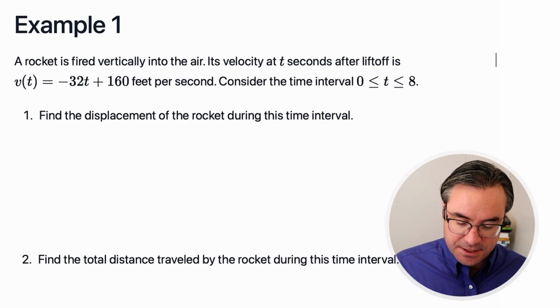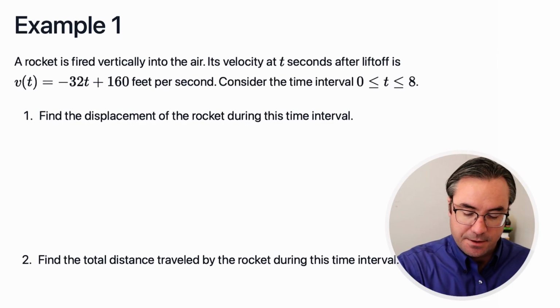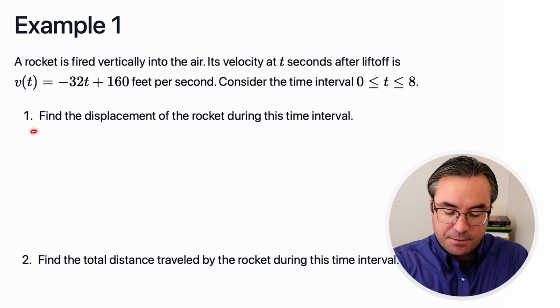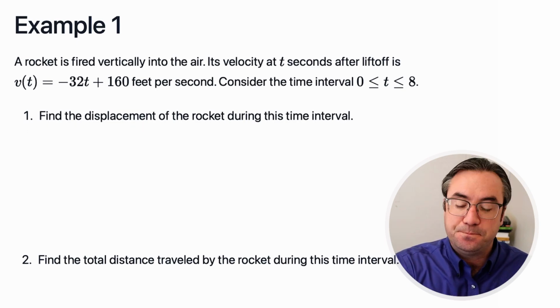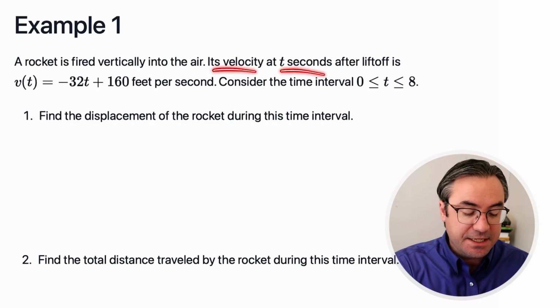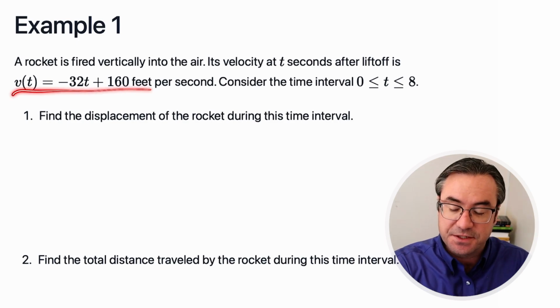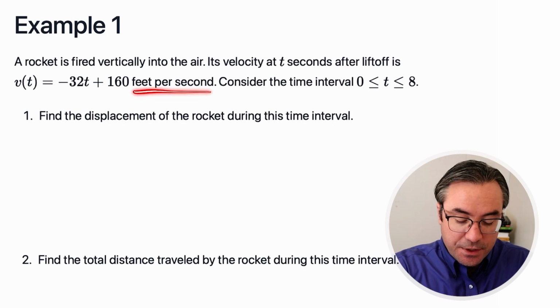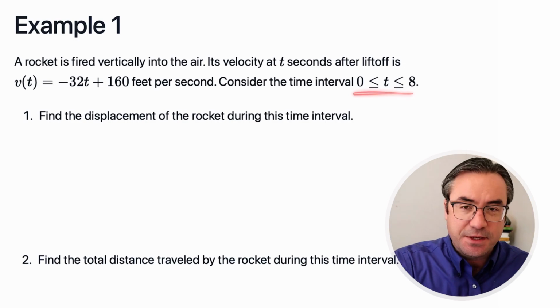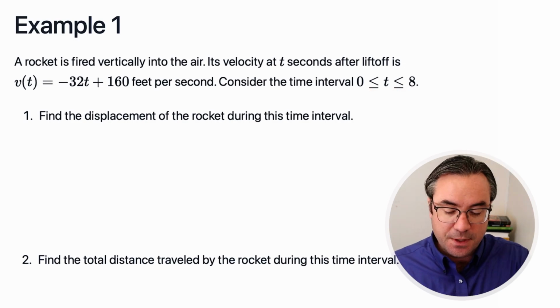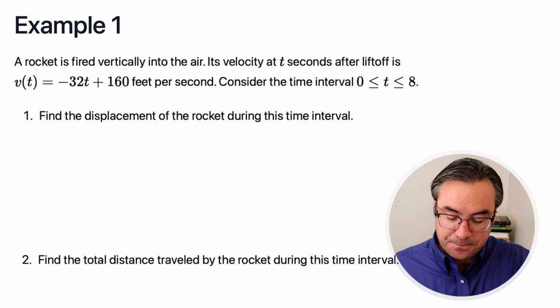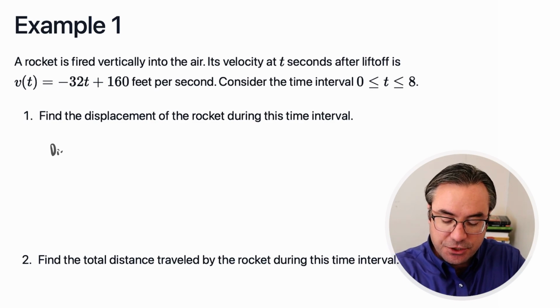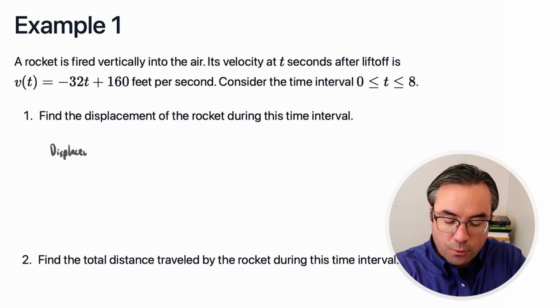And let's do part 1. So we have a rocket that's fired vertically into the air, and its velocity at t seconds after liftoff is given by this velocity function, negative 32t plus 160. The units here are feet per second, and we're looking at the time interval going from 0 to 8. So displacement is nice and easy to calculate. We can just do the definite integral of our regular old velocity function.